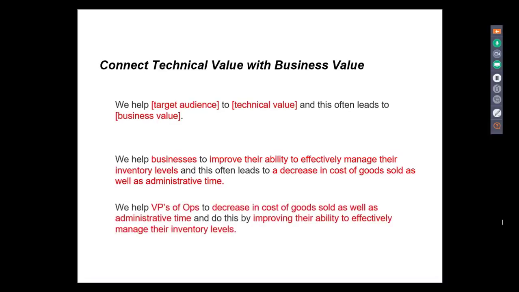We help VPs of ops to decrease cost of goods sold as well as administrative time, and we do this by improving their ability to effectively manage their inventory levels. So the difference between these two examples is the order of technical and business. The first one's technical first, business second. The second one is business first, lead, and created by the technical improvement.